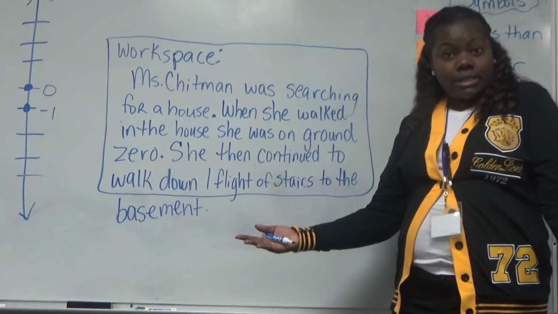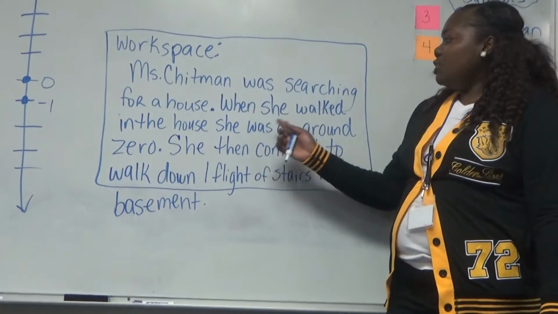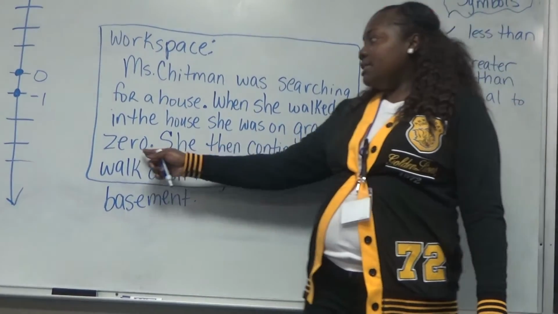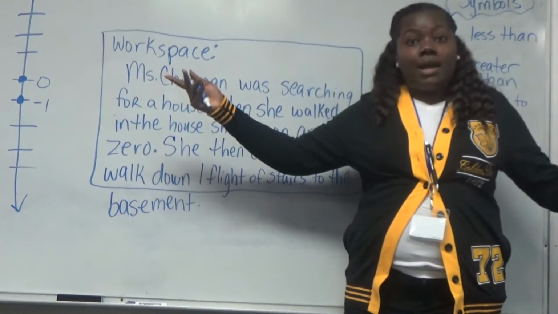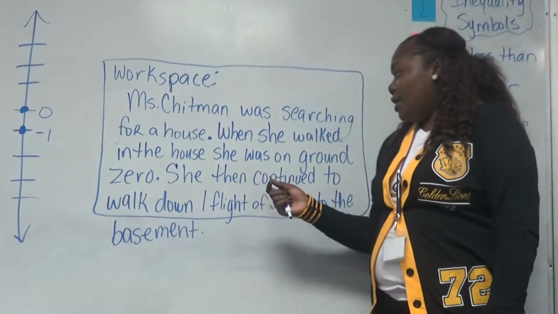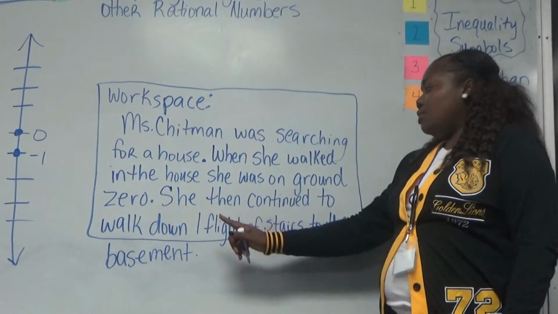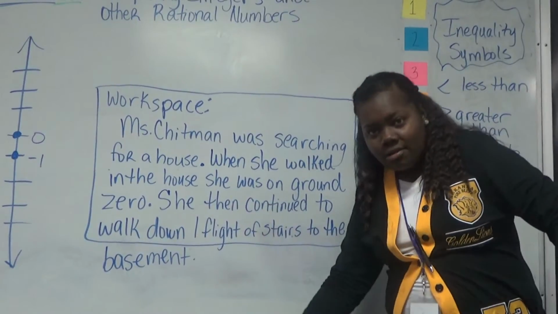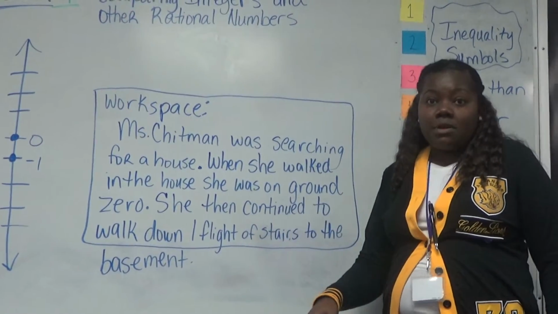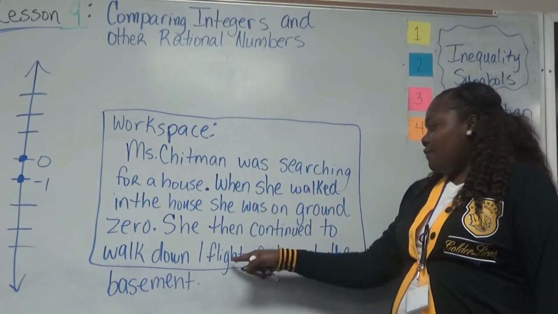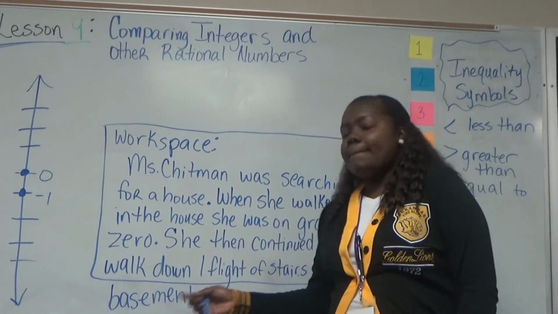Tell what you were doing, something that you're doing. When she walked in the house, she was on ground zero. Tell your location of the point that you're trying to describe. Then she continued to walk down. Down lets me know I need to be going to my negative numbers, right? All right, down one flight of stairs to the basement.